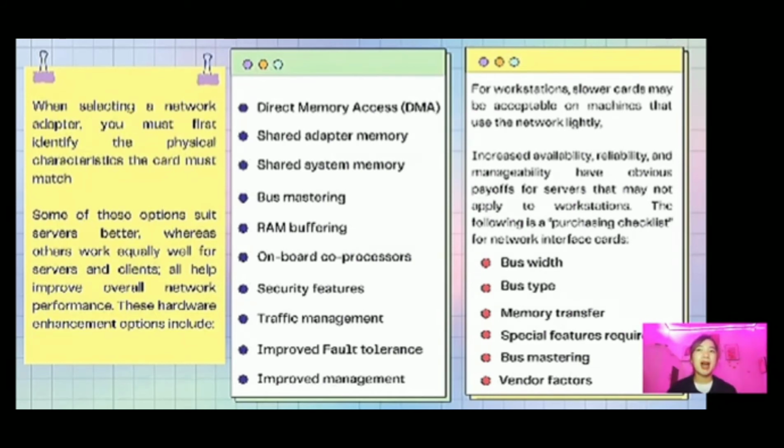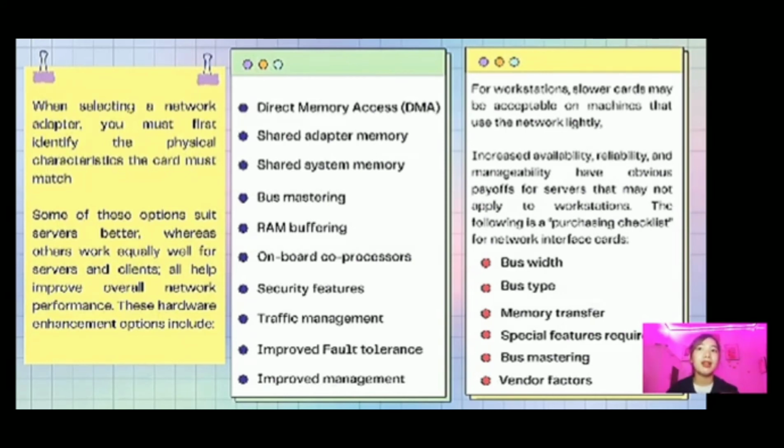So in bus mastering, it permits a network adapter to take control of the computer's bus to initiate and manage data transfer to and from the computer's memory.